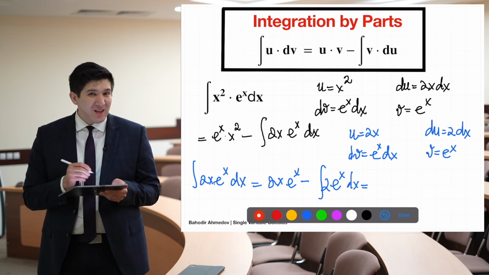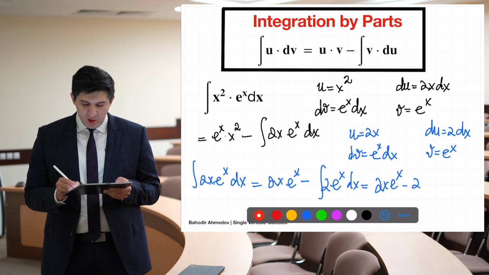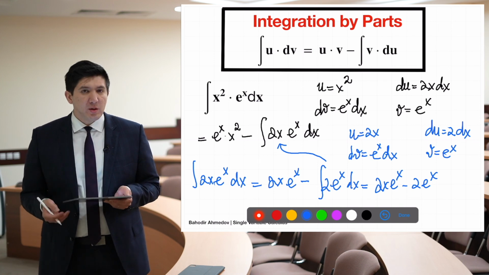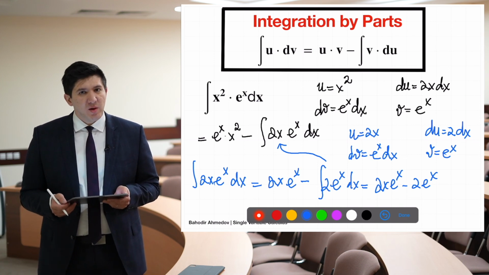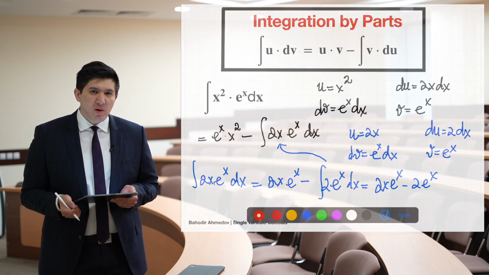We can easily integrate this. It is going to be 2x e to the power of x minus 2 e to the power of x, and you can just substitute this whole thing into here in order to evaluate the integration. So this is how we need to apply the integration by parts, and how we need to evaluate integrals using the integration by parts.